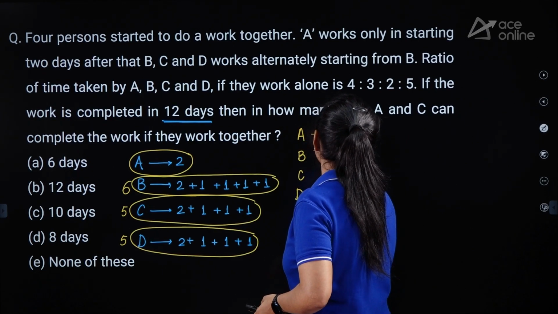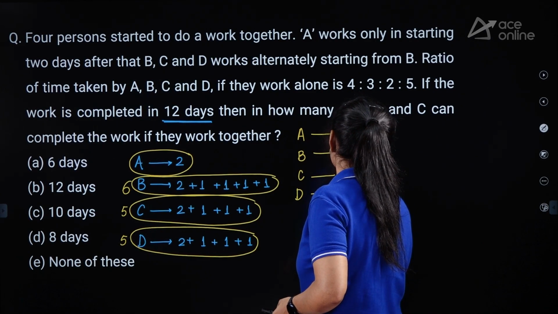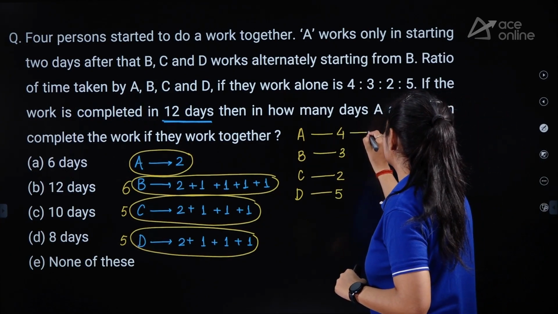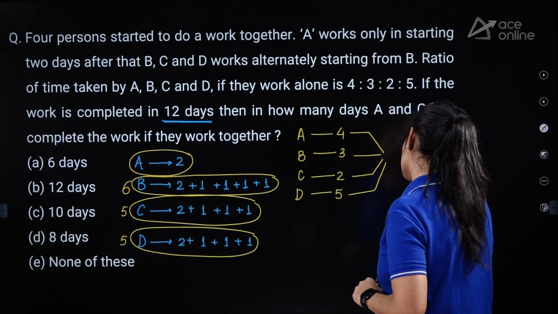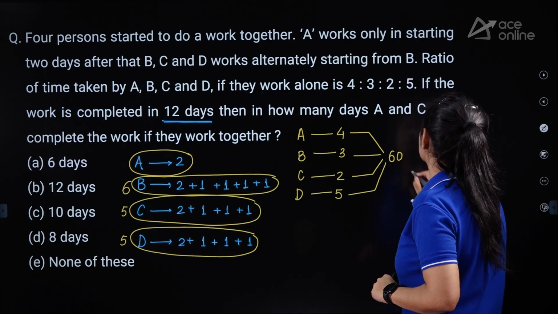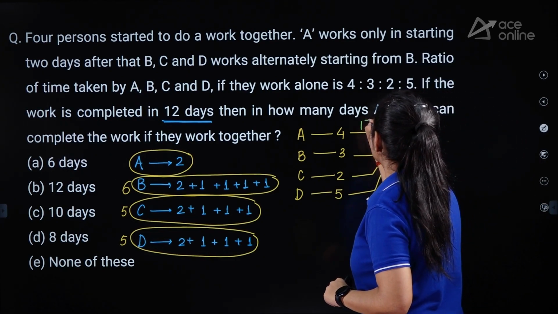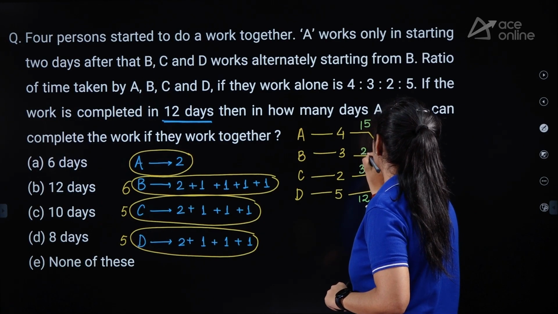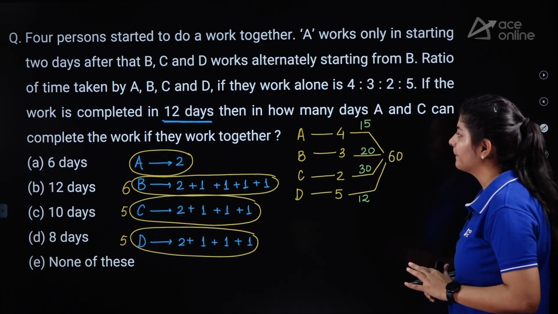So A will take 4 days, 3, 2 and 5. If I am able to find out the total work with the help of this, I have to take the LCM. And the LCM of this is 20 and 6, that is 60. Right? So here the efficiencies are 15, 12, 30, 20. These are the efficiencies.